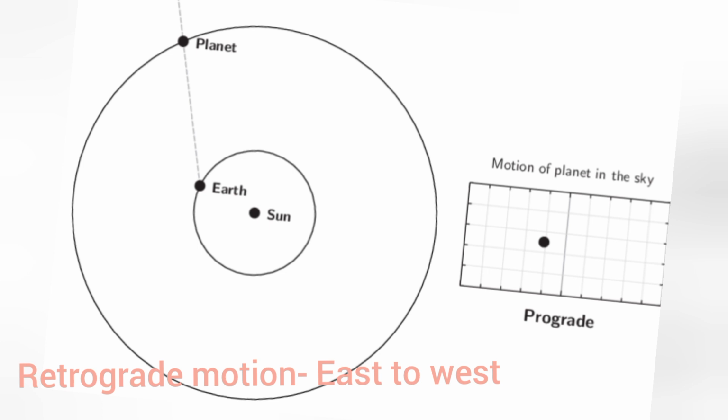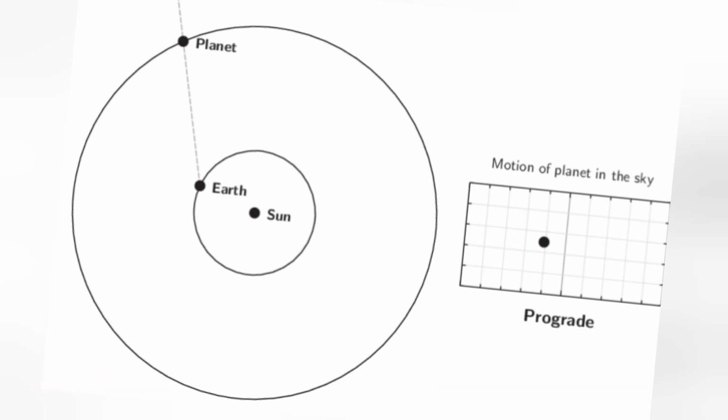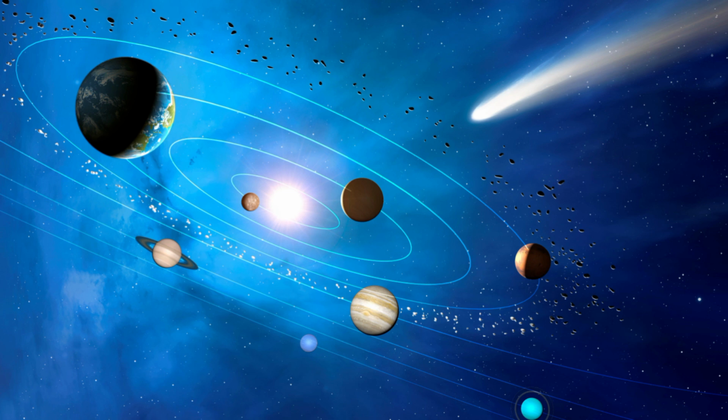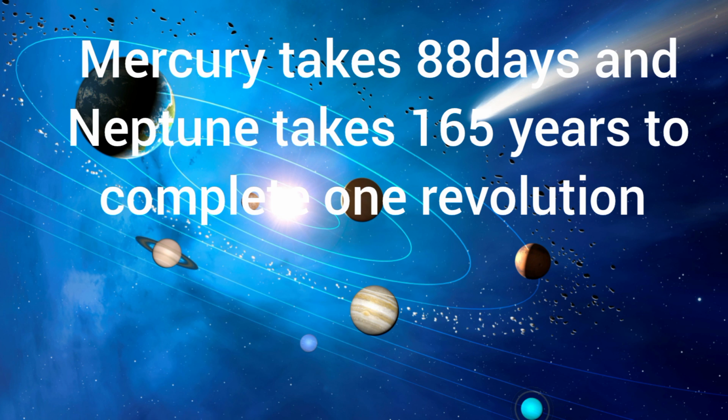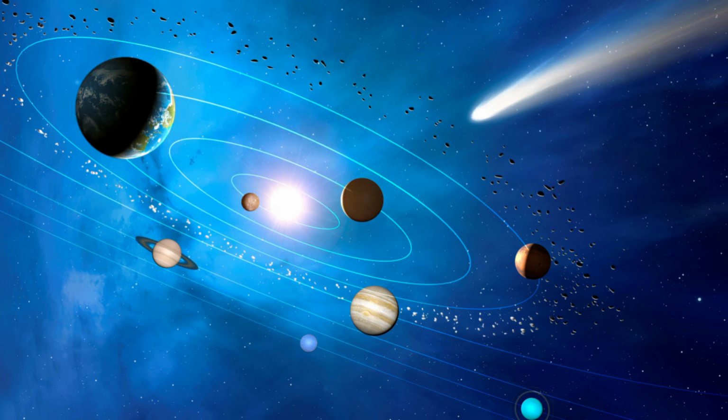There are times, periodically, when the motion changes from east to west. That is called retrograde motion. All the planets of the solar system have prograde motion except Venus, which has a retrograde motion. The farther the planet is from the sun, the longer it takes to complete its orbit or revolution. So Mercury, which is the closest planet, takes 88 days to complete one revolution, and Neptune, which is the farthest planet in the solar system, takes 165 years to complete one revolution.